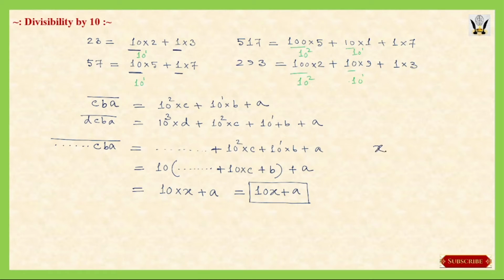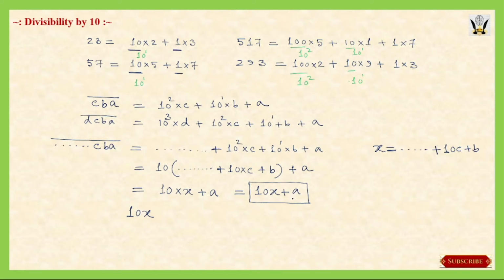X will be this. So when we have represented a number in this format, we can easily see that other than a, whatever we have added with a, that means 10x, is multiplied by 10, or it is a multiple of 10, we can say. That means 10x, if we divide by 10, will be divisible and the remainder will be 0. So the only problem is with a.